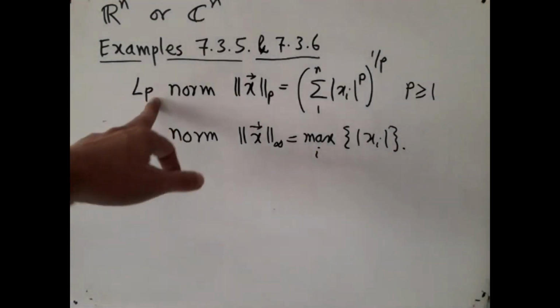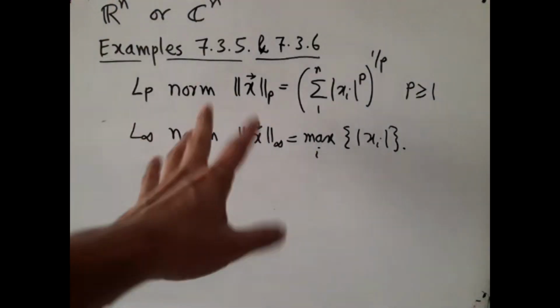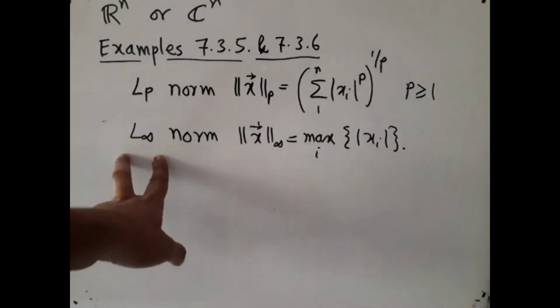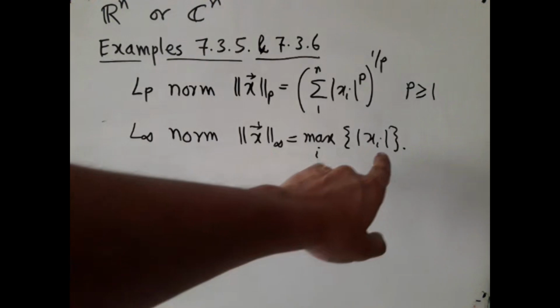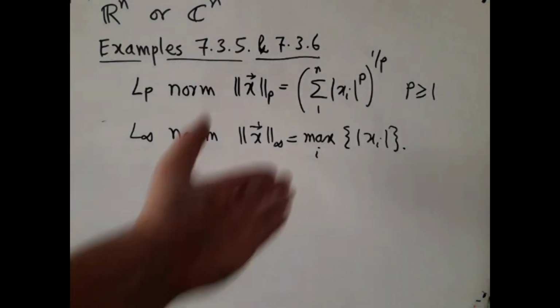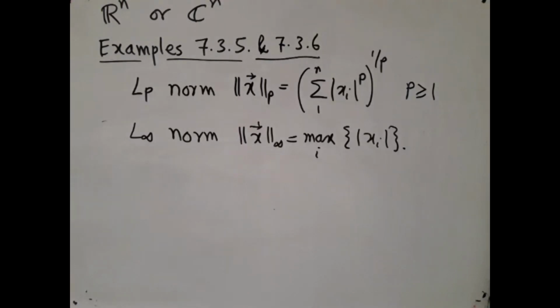Now if you allow p to go to infinity, you can show that this thing will actually have a limit, and that is what is called the L infinity norm, which is a very simple definition. You look at the absolute values of all the xi and then merely pick the maximum of them.